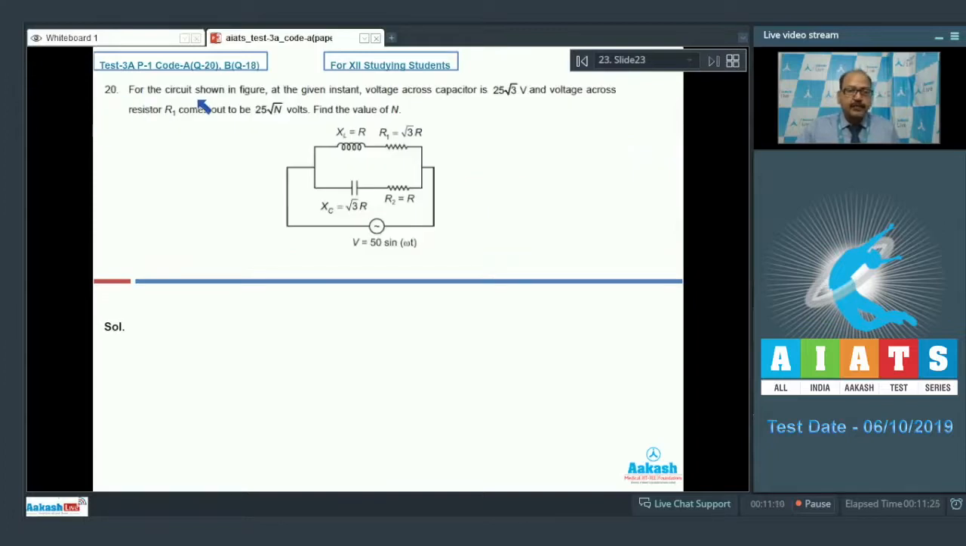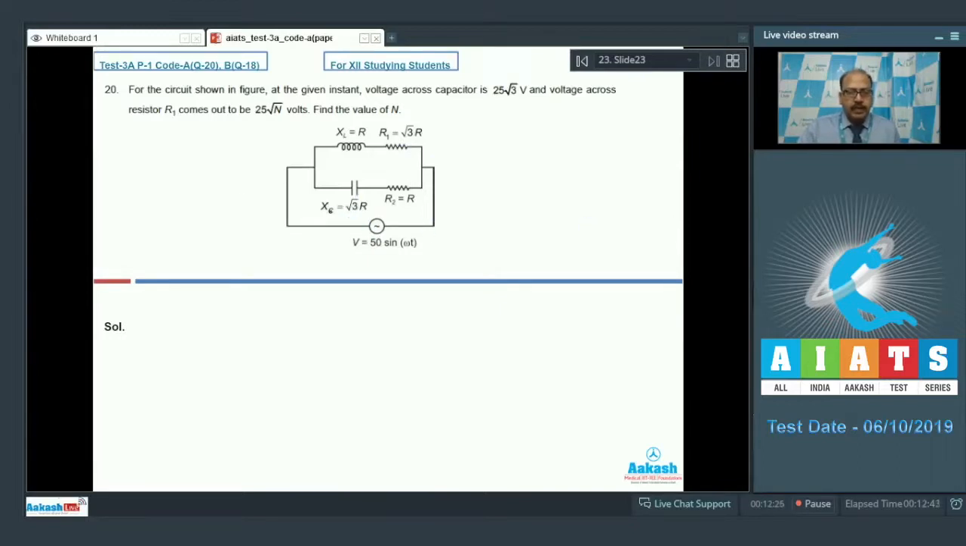Question 20 says, for the circuit shown in figure, at the given instant, voltage across capacitor is 25√3 volt and voltage across resistor R1 comes out to be 25√n volts. Find the value of n. Again we have an AC circuit with 2 parallel branches.